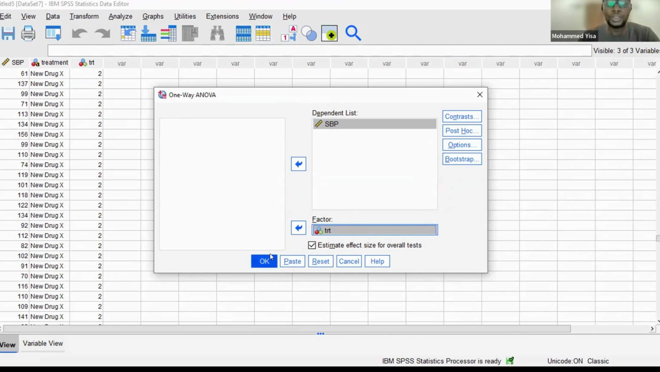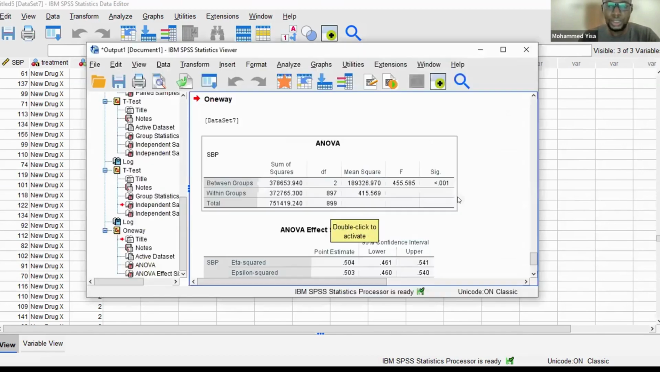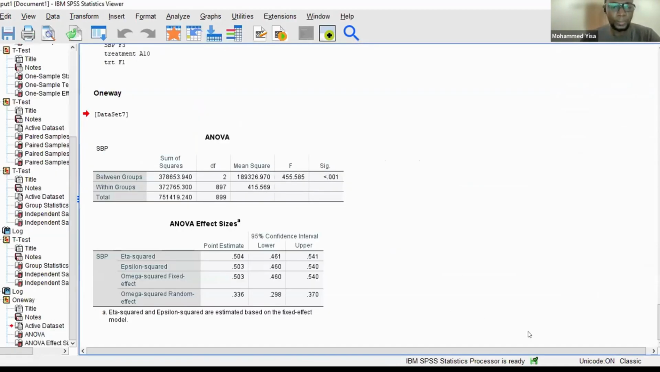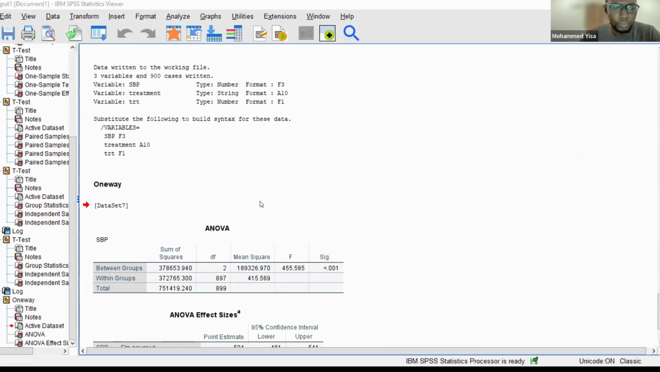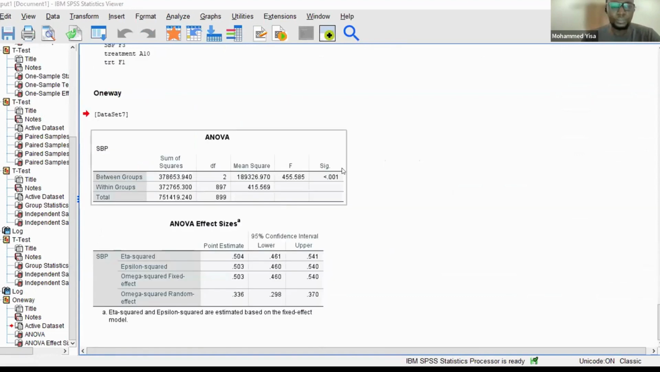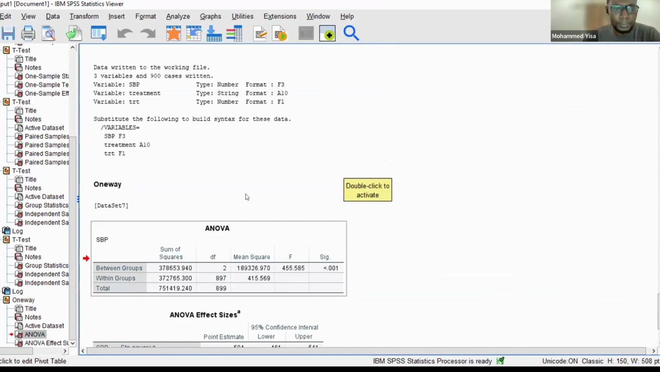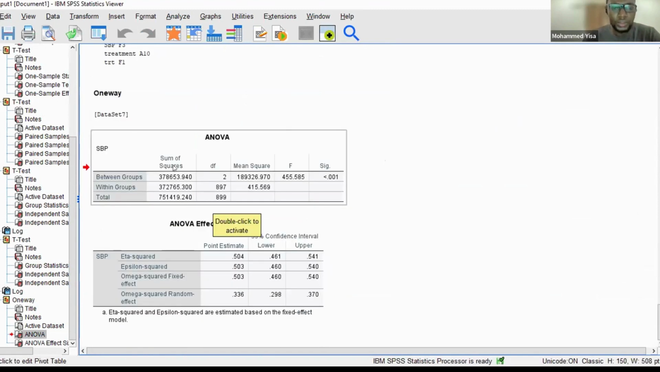So let's just do that and look at outputs. We click on OK, and then it shows us this output. Let me just enlarge the screen. Take this out of the way. So the ANOVA test here, if you just go ahead and do the ANOVA test, it will show you whether there is a difference between the groups and also within the groups, but it doesn't really tell you where the difference lies.